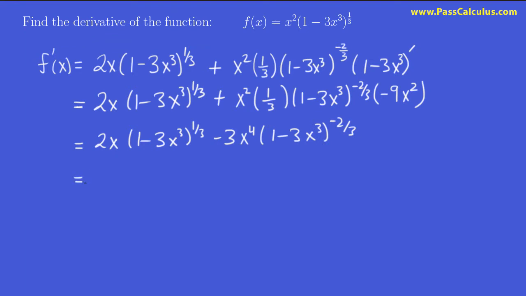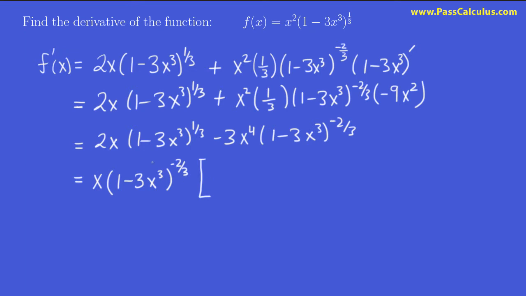Now here's the important step. Notice we have 1 minus 3x cubed here and here. That means we can pull it to the front. And we also have x in common. I could do that in 2 separate steps, but I hope you're feeling confident I can do it in 1 step. I'm going to factor both of those to the front right away. Now, how do we know what power to put on this 1 minus 3x cubed? It's always the smallest one. 1/3 and minus 2/3. Which is the smaller number there? It's minus 2/3, of course. So that's what we want to pull out front.